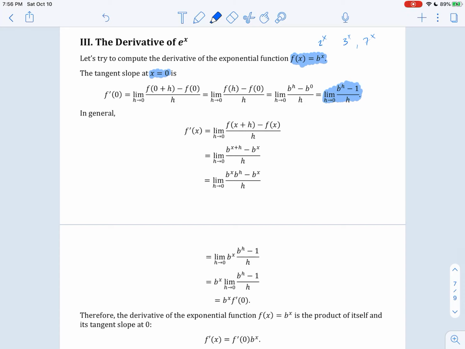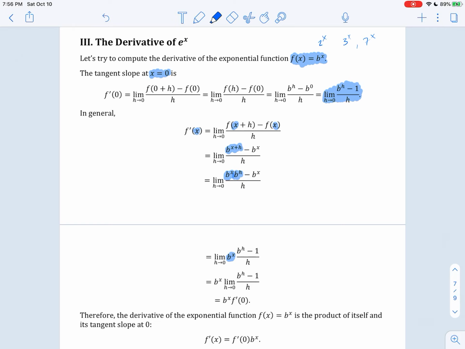Now we extend it to the derivative as a function. Instead of using 0, f prime of x is the limit as h goes to 0 of f of x plus h minus f of x all over h. If I evaluate b to the x at x plus h, I get b to the x plus h. Using exponent rules, b to the x plus h equals b to the x times b to the h. We see a common factor of b to the x, so we factor that out and end up with the limit as h goes to 0 of b to the x times b to the h minus 1 over h.